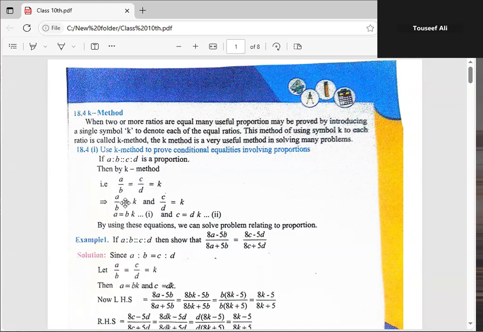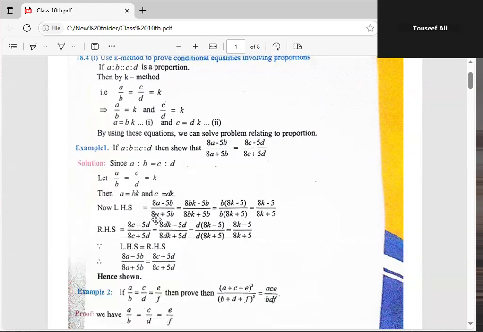So we will separate this. A divided by B equals K and C divided by D equals K. From here A equals BK and from here C equals DK. This is the procedure of the K method. By using this procedure, we will show and prove other ratio and proportion questions. First, before going to start the exercise, I will explain the examples.